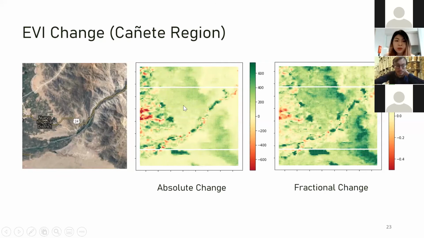We can also see that urban development around Nuevo Imperial shows up in dark red.